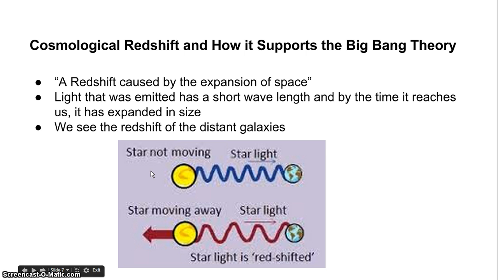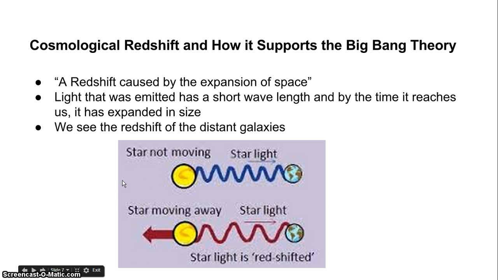Now I'm going to explain cosmological redshift and how it supports the Big Bang Theory. Cosmological redshift is basically a redshift caused by the expansion of space. Light that was emitted has a short wavelength, and by the time it reaches us, it has expanded in size.